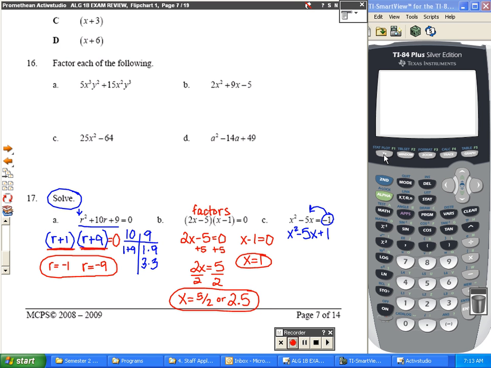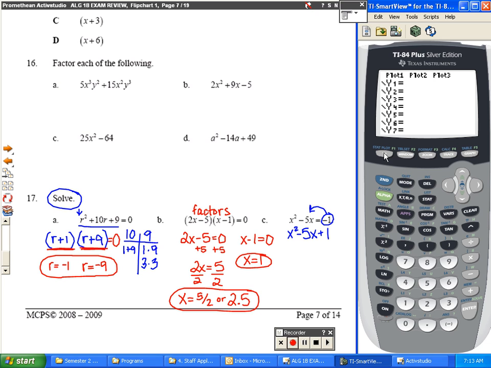So on your calculator, you need to hit the y equals button. And under y equals, you're just going to type in your equation. So I'm going to type in x squared minus 5x plus 1. Now, I'll just look at the graph for a second to get an idea of my answers. It looks like one of my answers is going to be around 0, and one of my answers is going to be around 5, but I need them to be exact. So here's how you're going to do it.